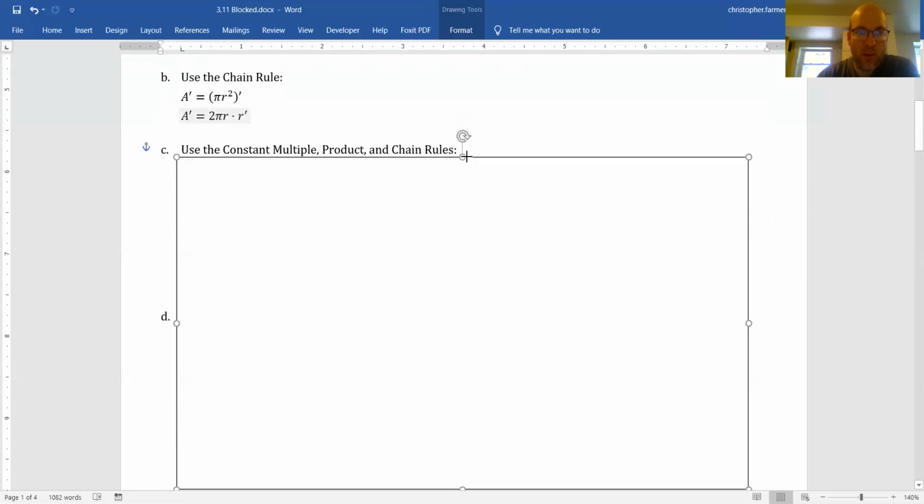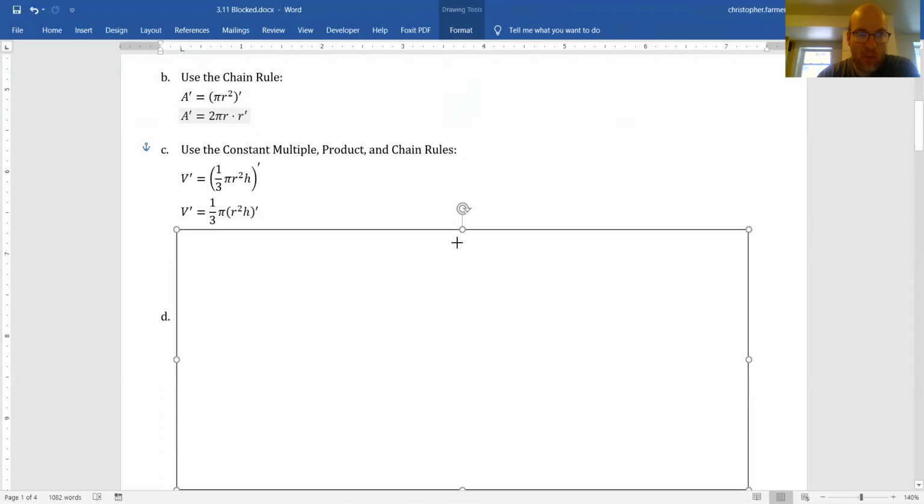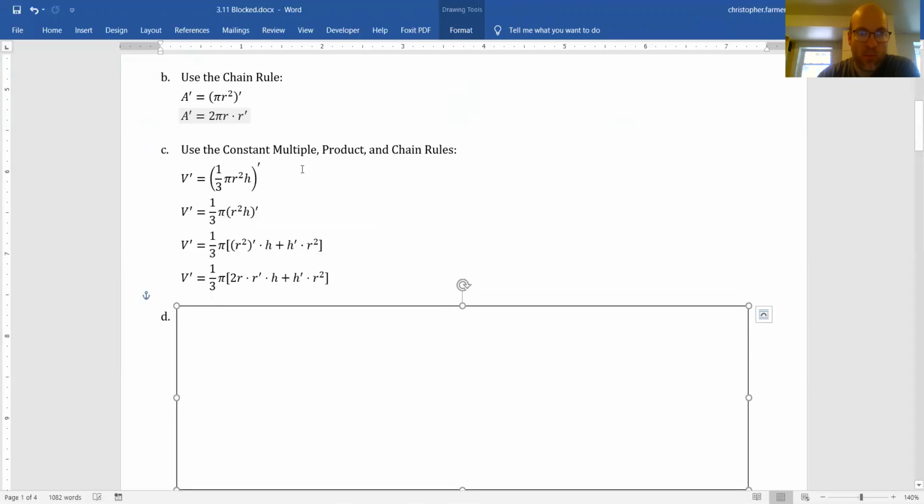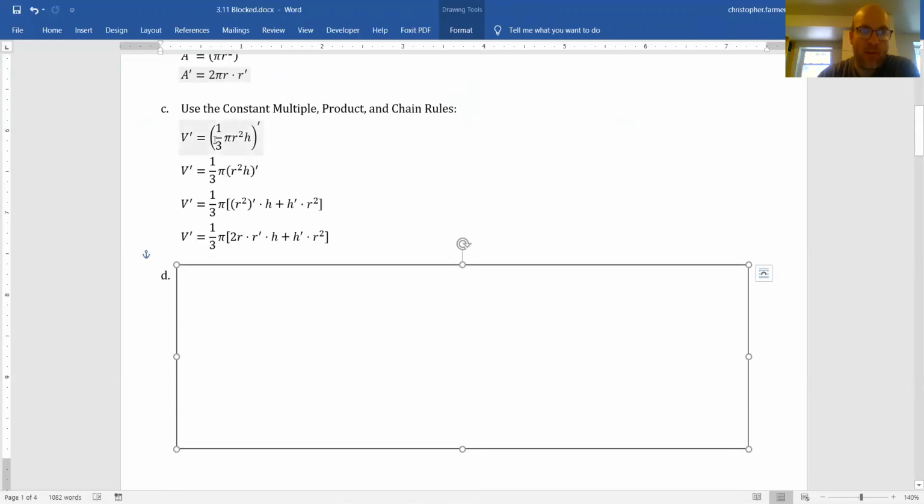Okay, in part C, we were looking at the volume of a cone. And once again, working from outside in, I'm breaking this down more than I need to again, but 1/3 pi is just a constant multiple, so it'll stay put. We have to just take the derivative of r squared times h. We're multiplying here, so this is the product rule. So again, our 1/3 pi just drops down.